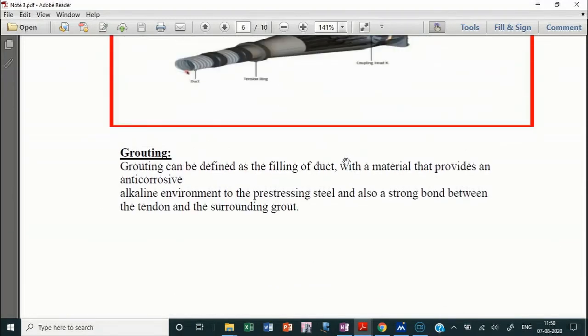So there is a grouting machine also. This is nothing but a compression machine. This grout material you pour into a chamber, and with the compression machine you can easily push this material into the ducts. You could pressure the material into the duct so that it is completely filled with this grouting material.